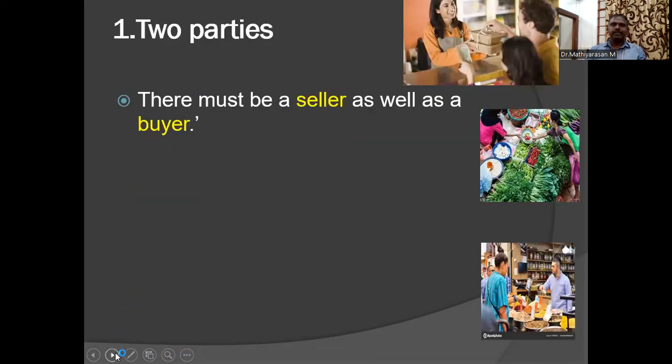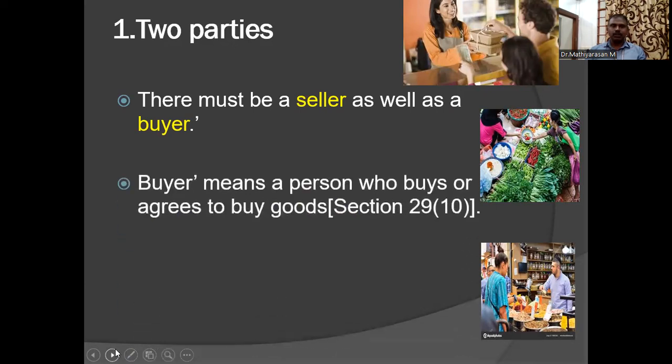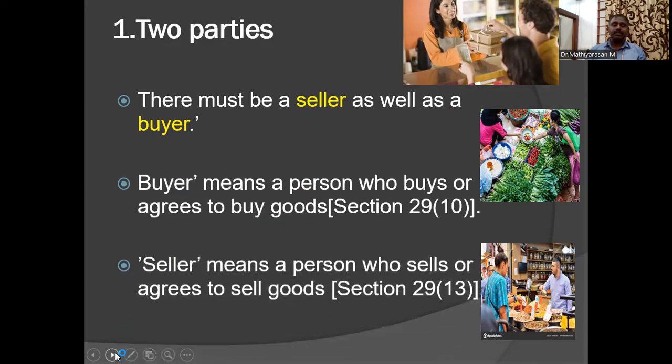Two parties: there must be a seller as well as a buyer. Buyer means a person who buys or agrees to buy the goods, as per Section 2, subsection 1 of the Act. Seller means a person who sells or agrees to sell the goods, Section 2, subsection 13.